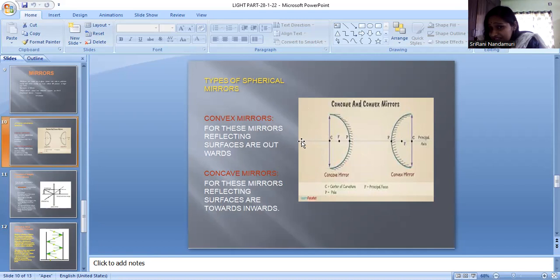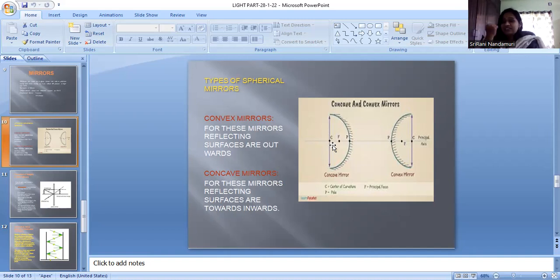Here, what happens? This is a light ray which comes inwards and strikes inwards. For a concave mirror, the reflecting surface is always inwards. Simply remember, lion in a cave, inside the cave, inwards. Concave mirrors, reflecting surface is inwards.